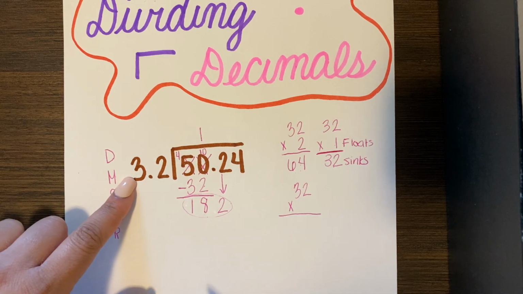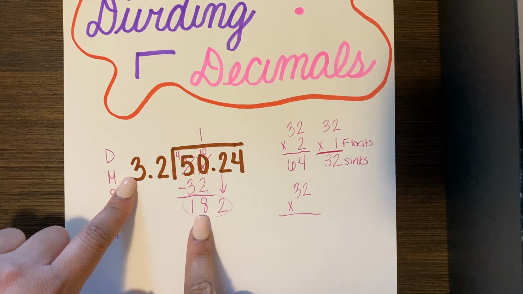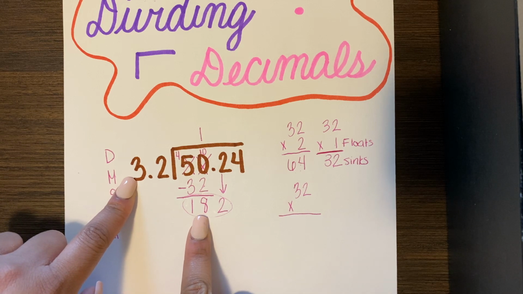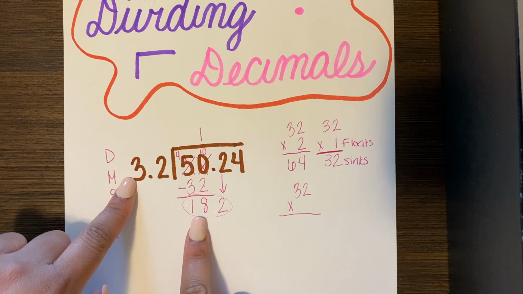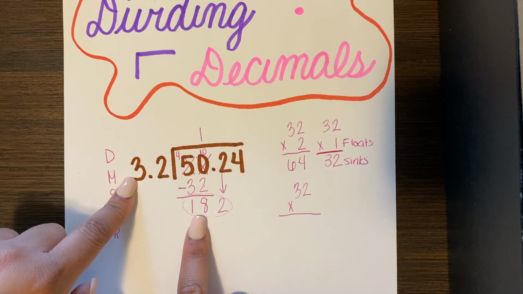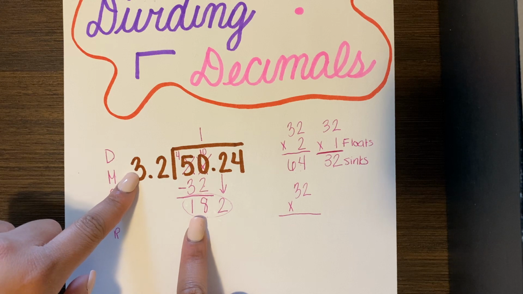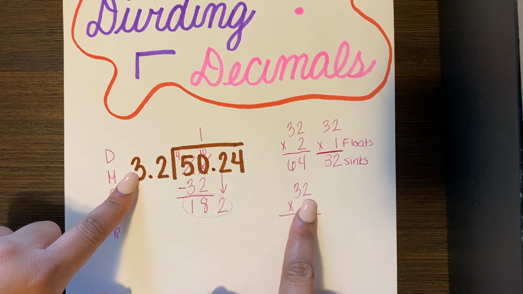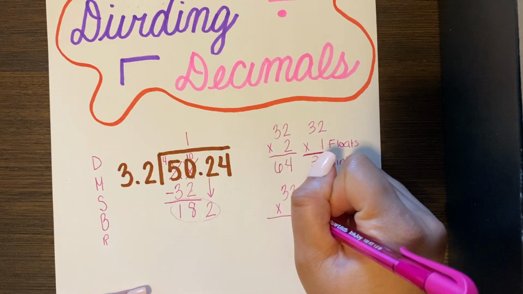Well, I'm going to look at the 3 and the 18. That gives me a clue. I know that 3 times 6 is 18. And this is when your fact fluency and knowing your fact family come in handy, okay? Because if you know your 3's times tables, you know that 3 times 6 will give you 18. So that would be a good number to start off with to multiply.